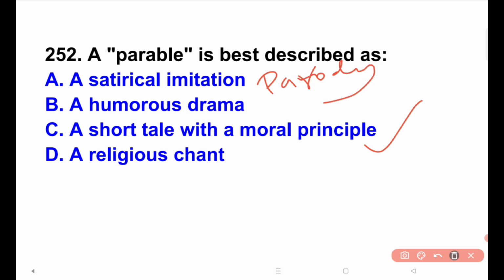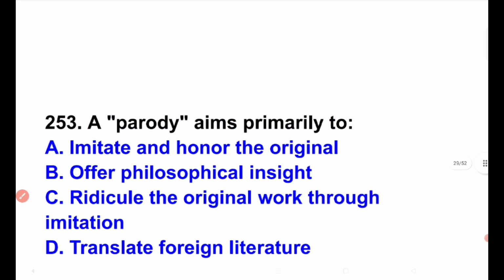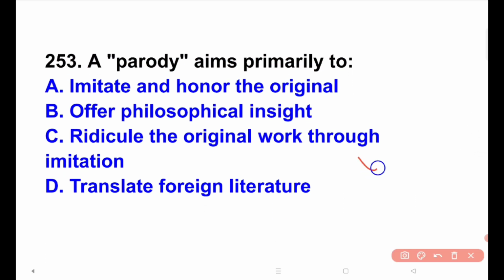Next, a parody aims primarily to ridicule the original work through imitation. Imitation of another writer's work, where ridicule is the main objective. Parody humorously exaggerates and mocks the style or content of the original, not imitates and honors the original. Parody often mocks rather than honors.